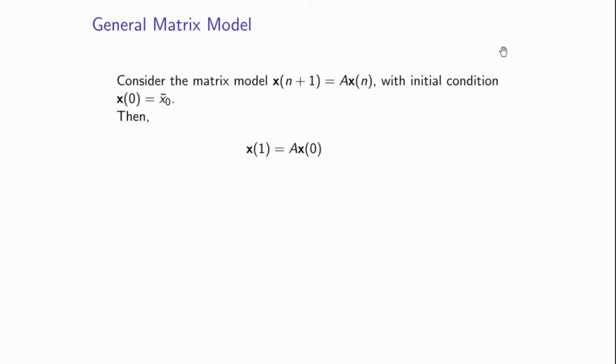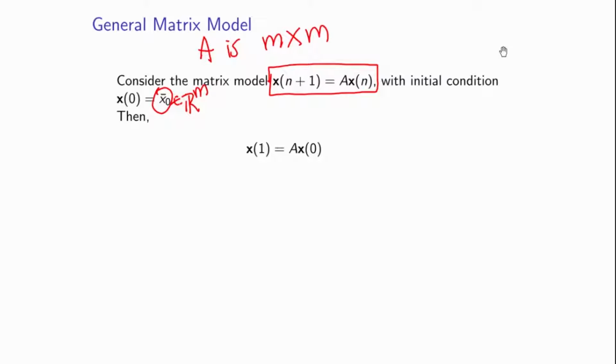Okay, so we assume we have the model written in this general form. We let A, so here A is M by M, a square matrix with M rows and M columns. We assume the initial condition here, x0, is an M vector. And then when we want to compute the state of the system at step 1, what we do is what we were doing before. We multiply the matrix times the initial condition. In other words, this is A times x0 bar.